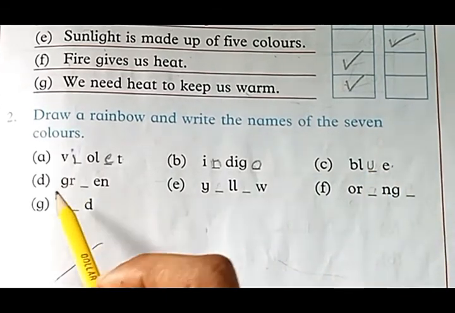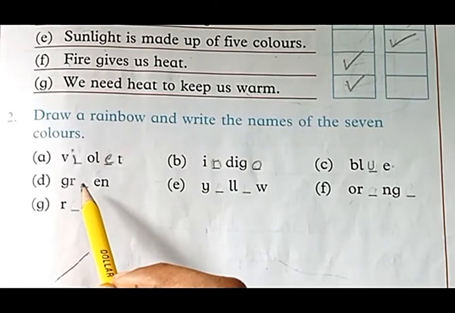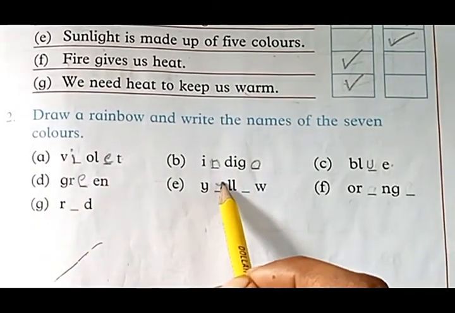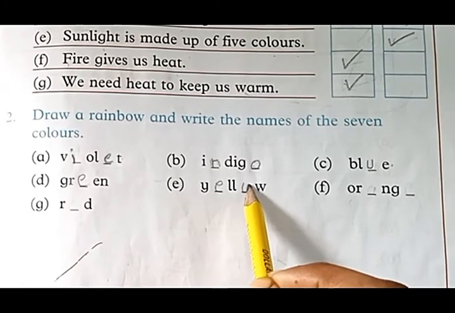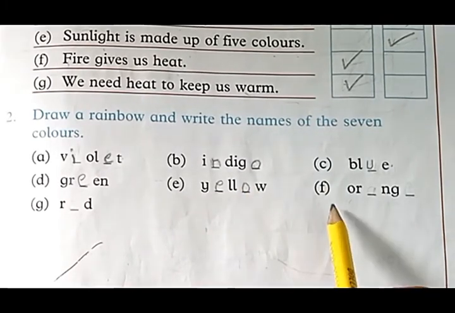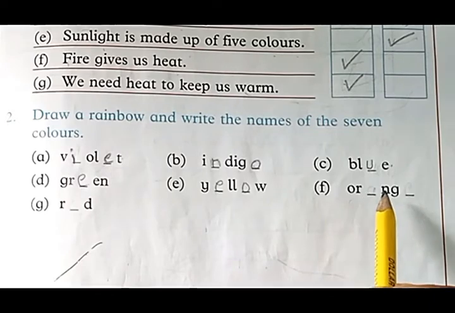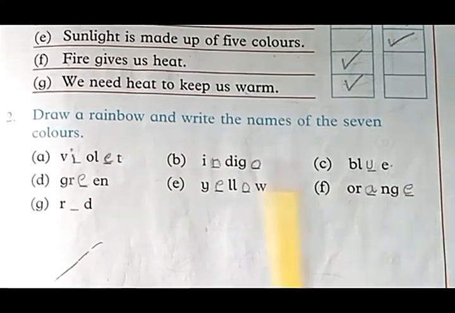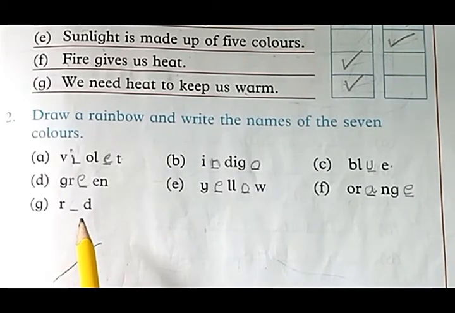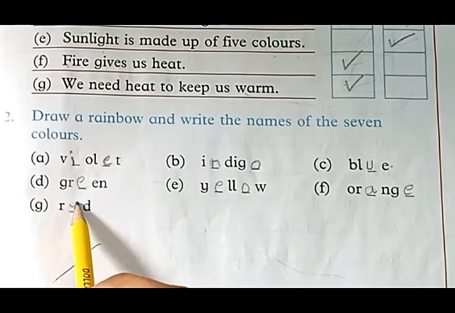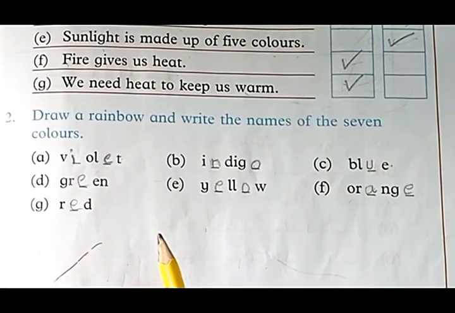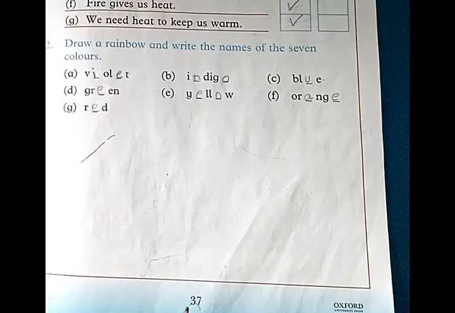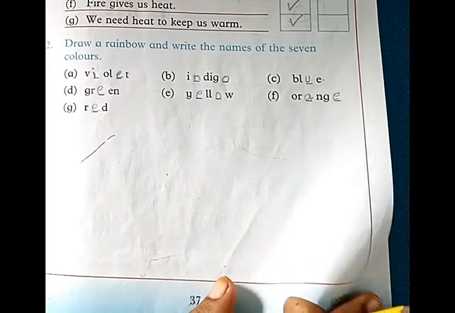C, it's blue. U. D, that's green. Yes, yellow. Great. Another one, orange. That's A, E. The last one is red. Good. Now you all have to complete this activity which is on page number 37 in your textbook.